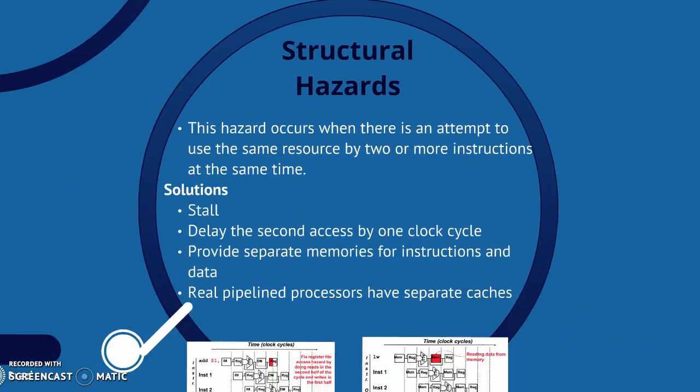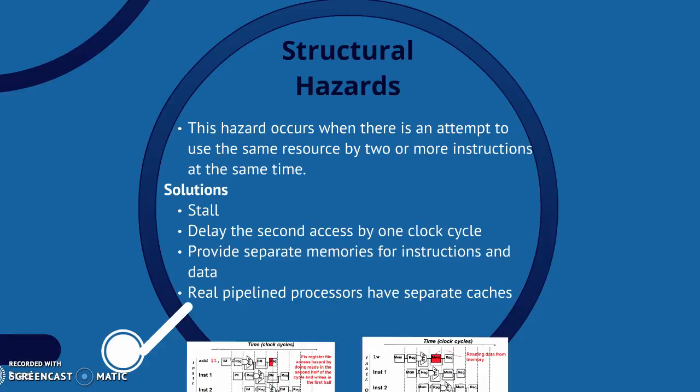The first type of hazards are structural hazards. Structural hazards are hazards that occur when there is an attempt to use the same resource by two or more instructions at the same time. There are four solutions to these types of hazards. The first is to, of course, stall the pipeline, but that is not the most efficient way to do it. The other solution is to delay the second access by one clock cycle. The third solution is to provide separate memories for instructions and data, which is not recommended to do. In a real pipeline processor, there are separate caches.